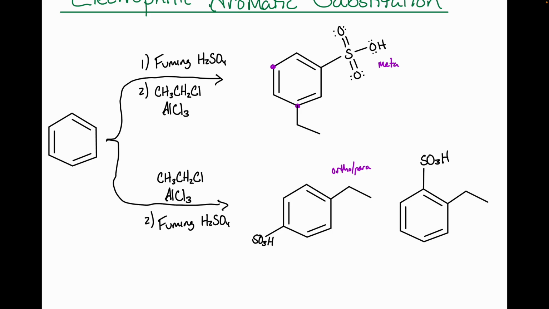All right, so again, all that to say that depending on the order in which you do these reactions, you can get a different product. In both cases, I have an alkyl group and a sulfonic acid group on the ring, but the question is, where are they relative to one another? The first group that you put on there is going to direct the incoming substituent to a particular location.